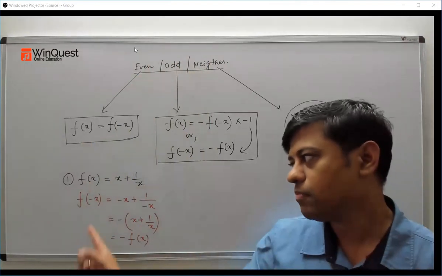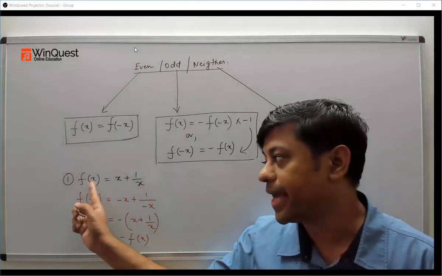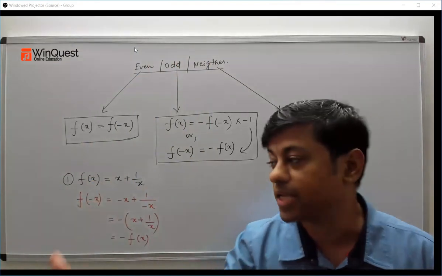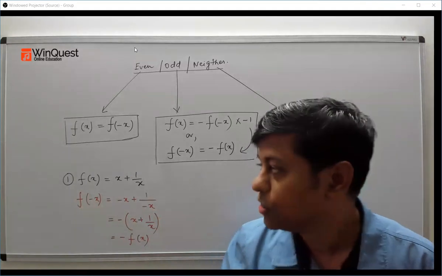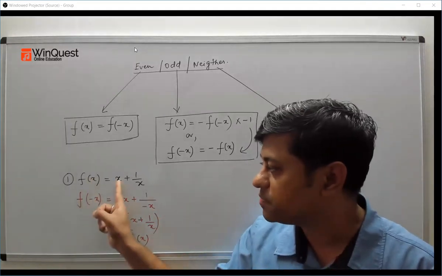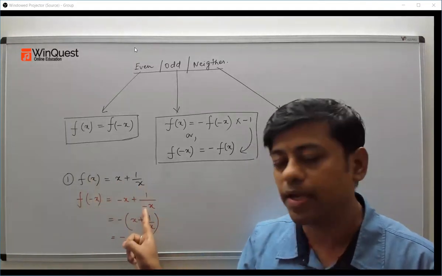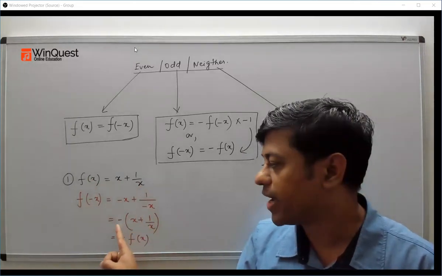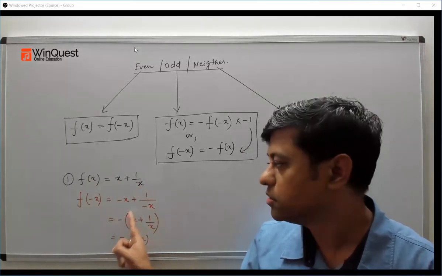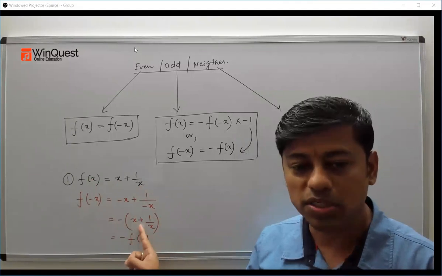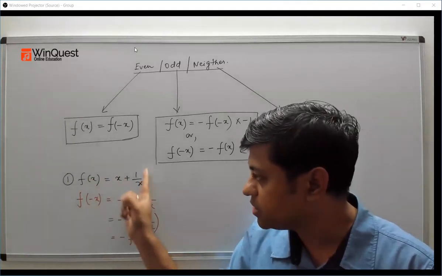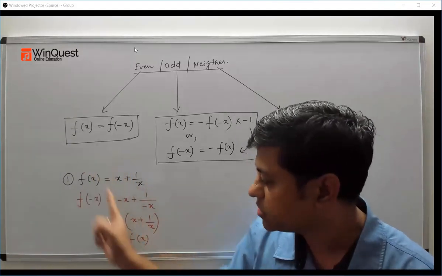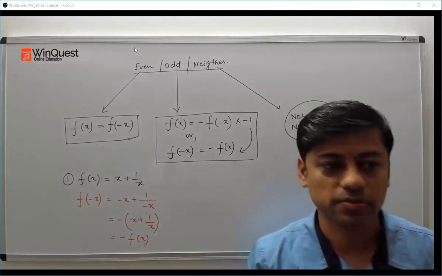Good. Instead of this x, I substituted this x with a minus x. Please note this. If I substitute a minus x over here, this becomes minus x and this also becomes minus x. And then finally, I took out a minus common here. So both these expressions become positive. And since x plus 1 by x is itself f(x), I put a negative of f(x).